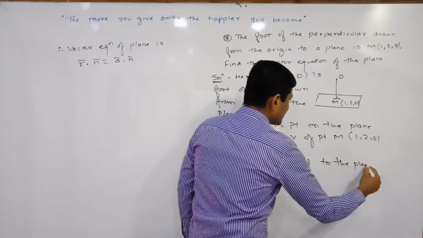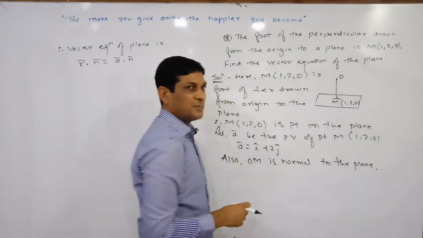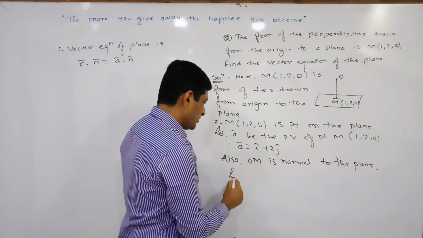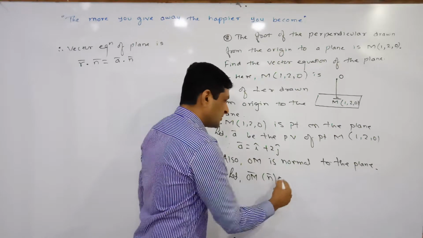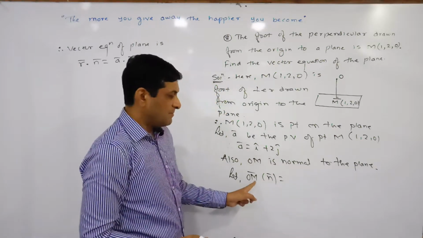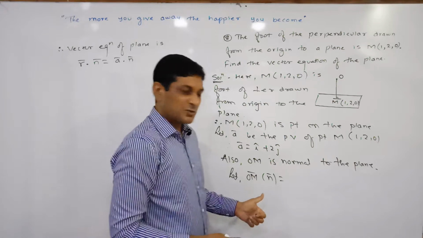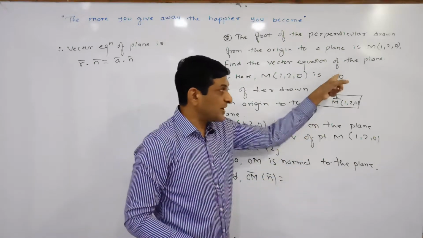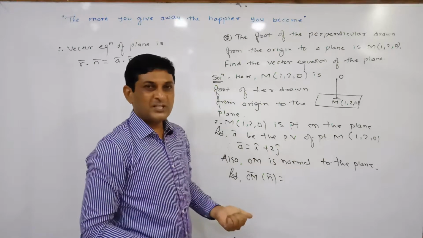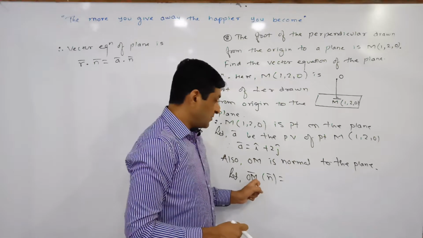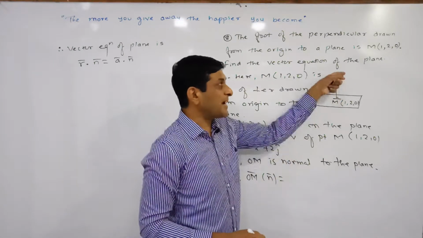And since here OM is normal to the plane, let us denote it by n bar. So OM bar is equal to n bar. So we are denoting this OM bar, the vector along the normal, simply by n bar. And its value can be found out as OM bar is equal to m bar minus O bar.